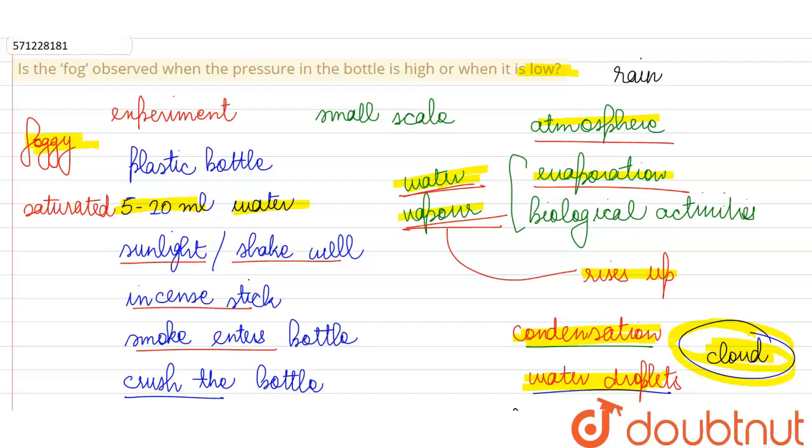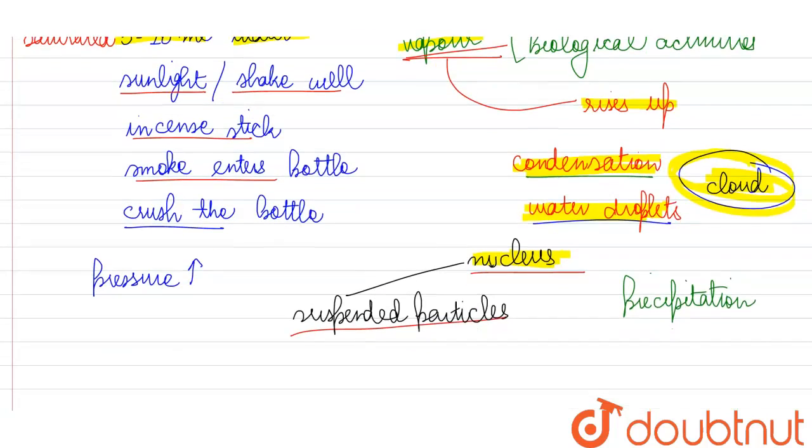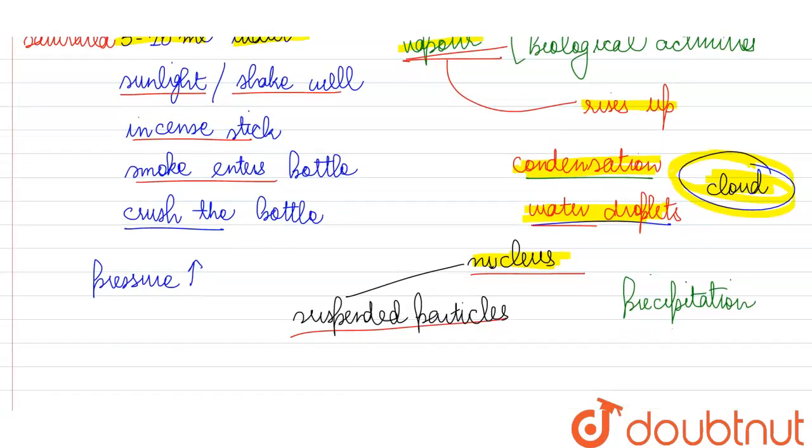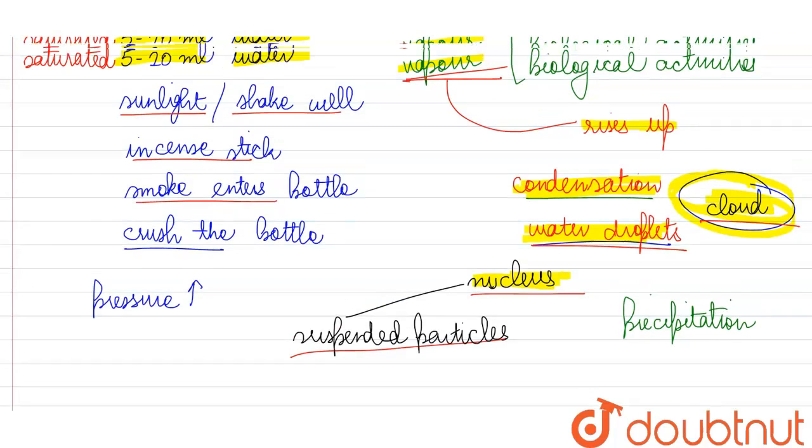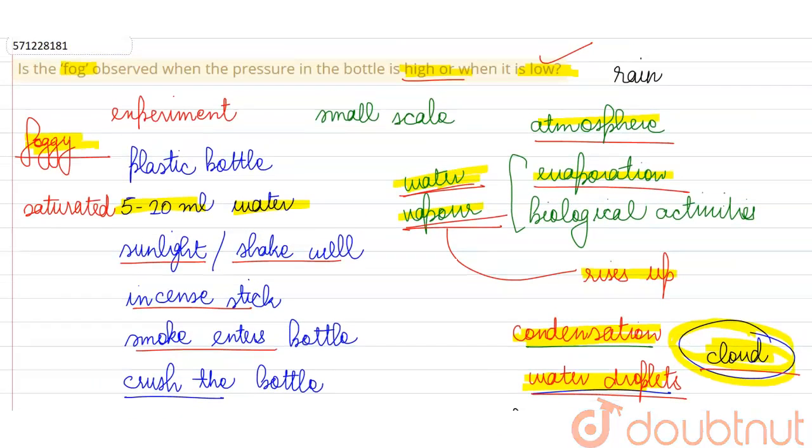So what are they asking in the question? That when the fog is observed, when the bottle pressure is high or low. So our answer is going to be, under low pressure, we see foggy appearance inside the bottle, because when the pressure is high, the water vapor is going to change into water droplets and foggy appearance will not be there. Masses of water droplets similar to clouds that are formed in our atmosphere are going to be seen.